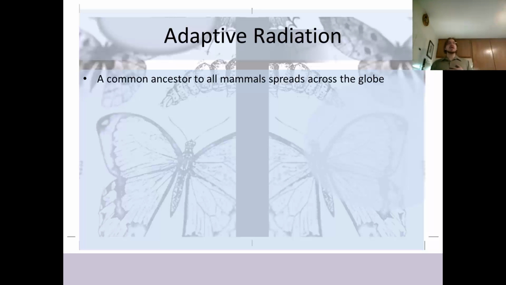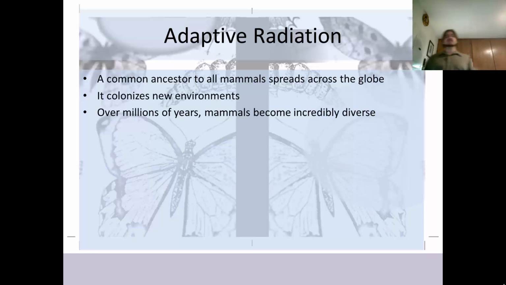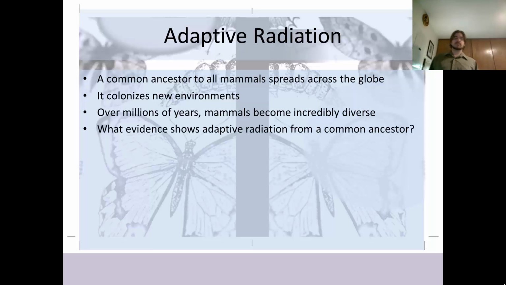So let's say mammals. We have a mammal common ancestor that spreads across the globe, and it colonizes new environments. And over millions of years, the populations in any given environment start evolving and adapting to their local environment, and you start to see different species. What evidence shows that all the mammals of today radiated out from common ancestors?